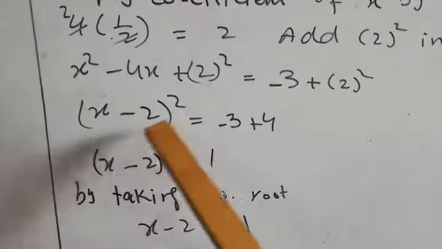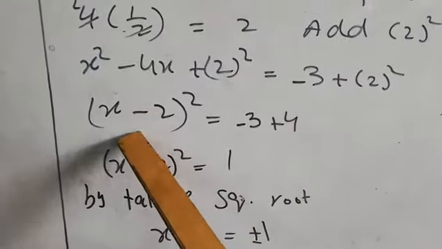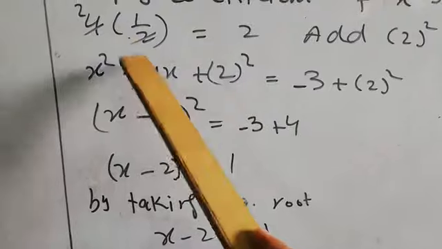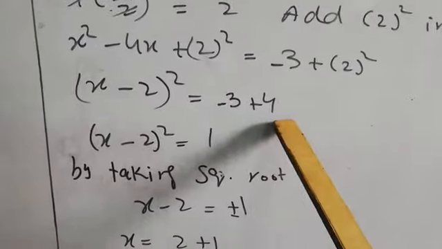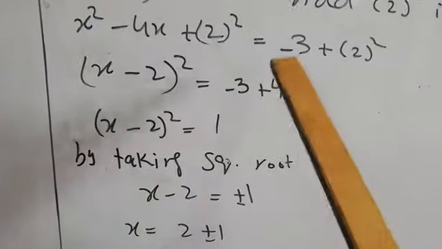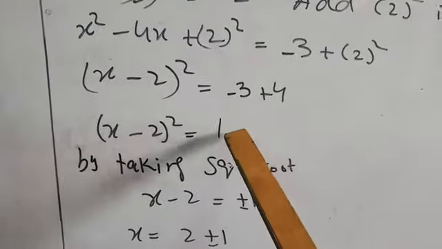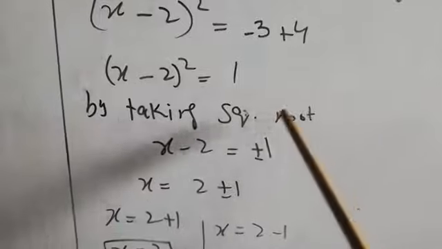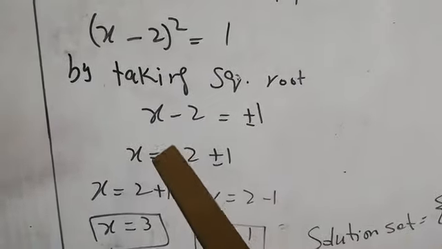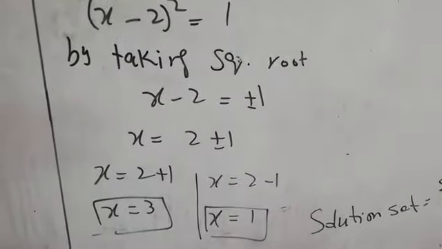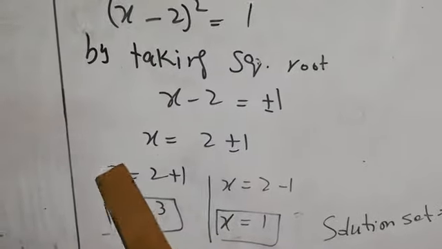Is equals to minus 3 plus 2 square. And we will write this in the form of a minus b whole square, because this is a negative sign. So we will put a minus b whole square equals to minus 3 plus 4, and you know that 4 minus 3 is equals to 1. Now by taking square root we will get x minus 2 is equals to plus minus 1. Again we will write the constant values to right hand side and the variable to left hand side.